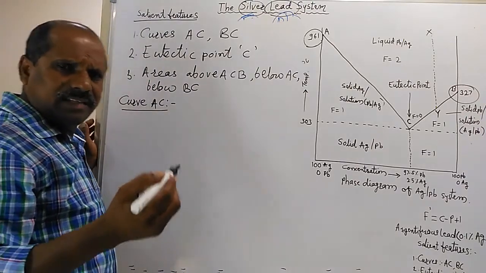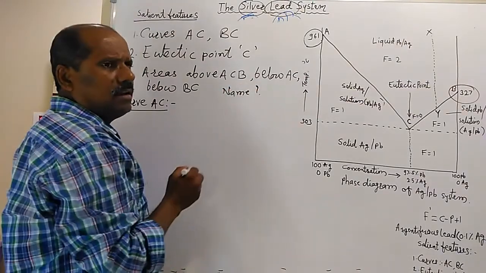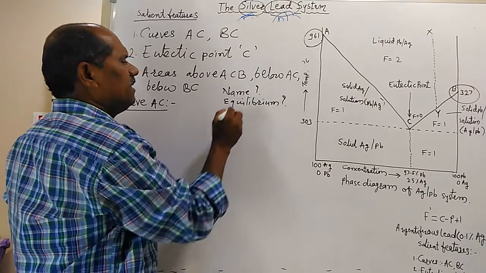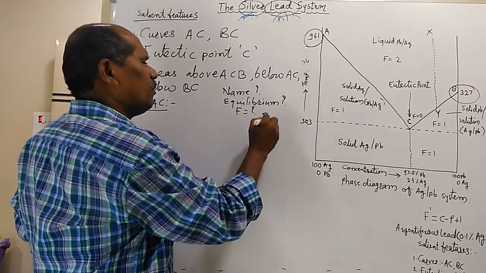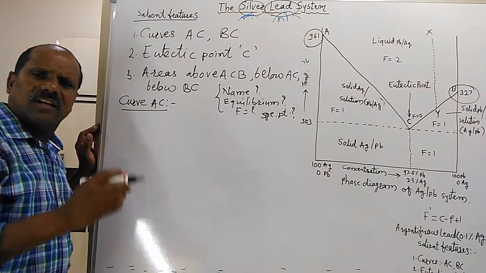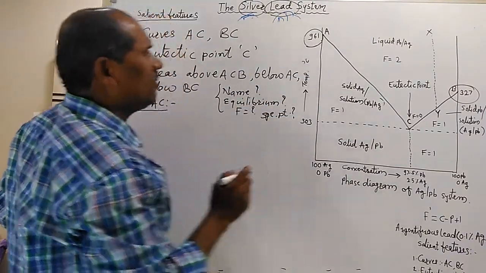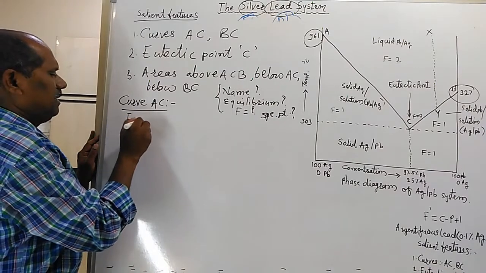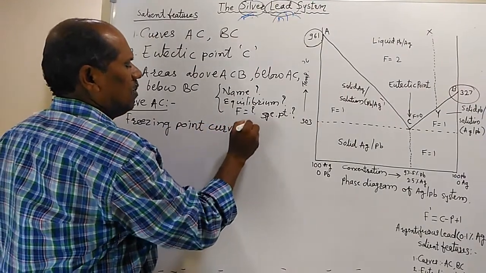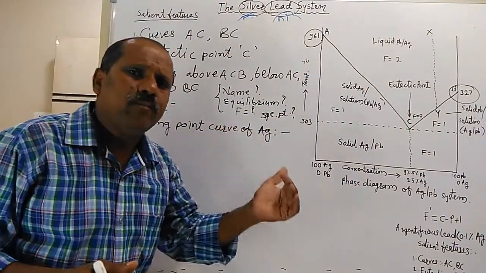We have to use the same technique to explain the silver lead system. The name of the curve, then the equilibrium, then the degree of freedom is equal to how much, and any special point. With the help of these, we could explain the silver lead system properly. Name of the curve: curve AC is called the freezing point curve of Ag. This curve is called the freezing point curve or the melting point curve of Ag.